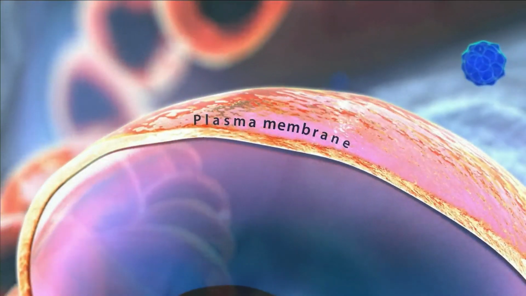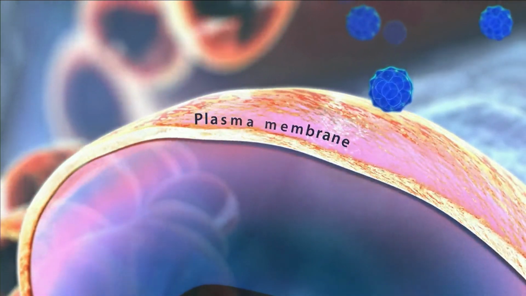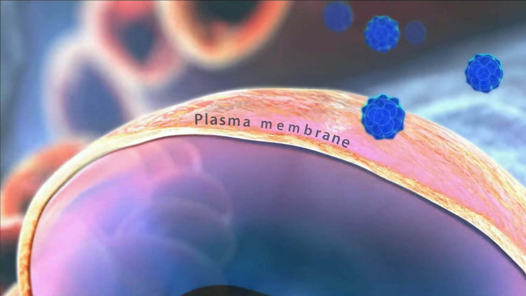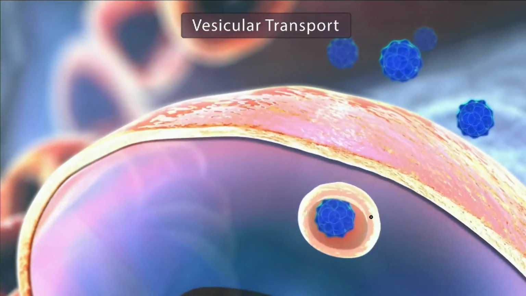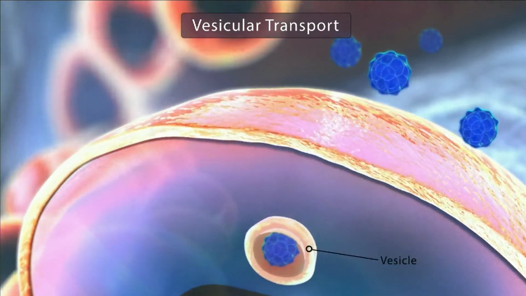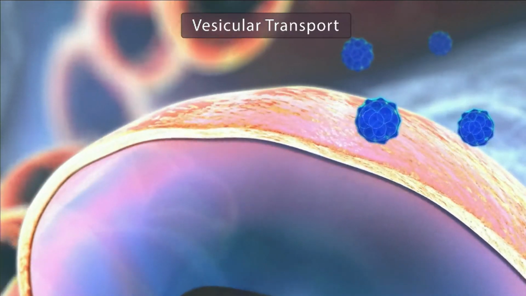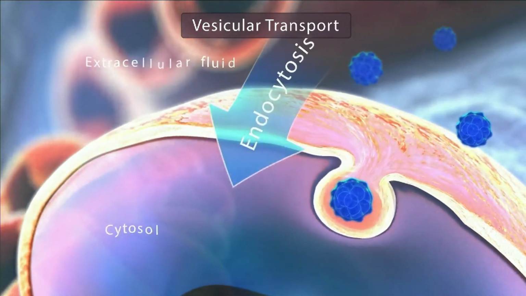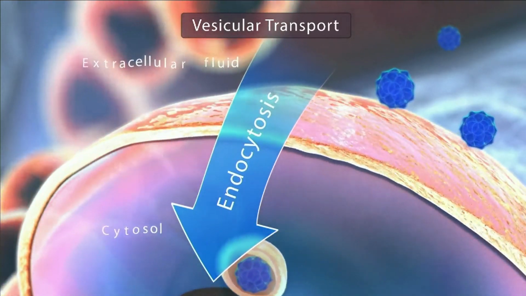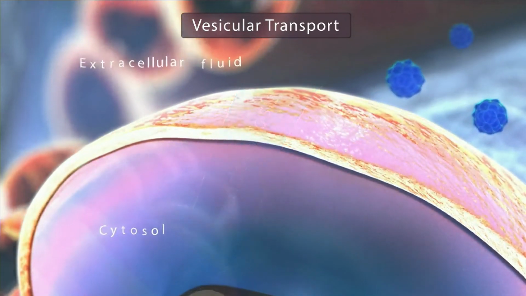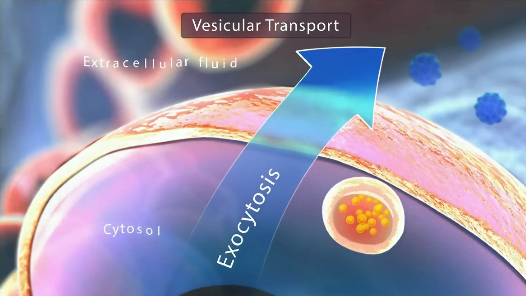When larger particles or greater quantities of solutes need to be transported across the plasma membrane, another active process is utilized. Vesicular transport involves the formation of solute-containing spheres known as vesicles. The types of vesicular transport are identified by the direction of the movement. Vesicular transport from the extracellular fluid into the cell is termed endocytosis. Exocytosis refers to vesicular transport out of the cell.